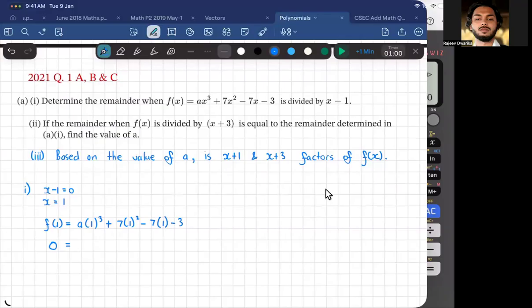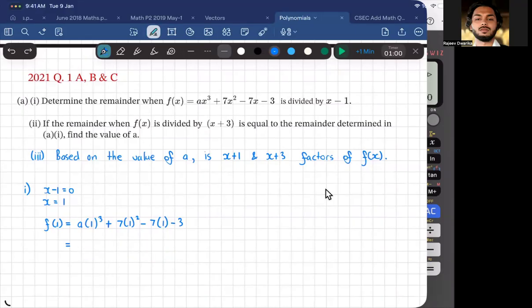No. If I put this equal to 0, I'm saying that f of 1 is a factor. But is x minus 1 a factor? Did they say that? No, they didn't say that, so we can't assume. So what we have here is the remainder. What we're finding is the remainder. So whatever we get here will be the remainder.